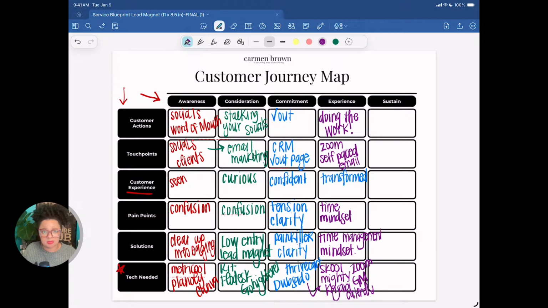And the last part of our customer journey is to sustain. So they've found us, they have stalked us, they've said yes, they're doing the work.